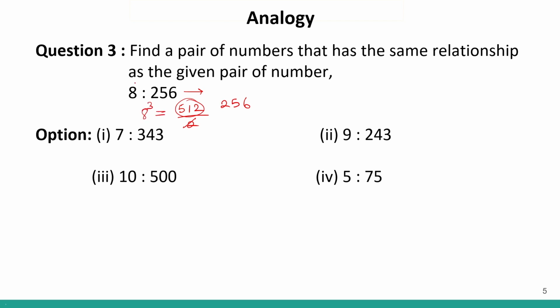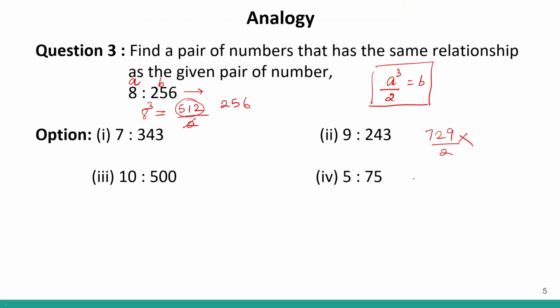Correct? So basically, if this is A, this is B. A cube divided by 2 is giving me B. Correct? A cube divided by 2 is giving me B because 8 cube, 8 was A, 8 cube divided by 2 gave me B, 256. Correct? So now let us check for each of them. 9 cube is how much? 729. 729 is not divisible by 2.